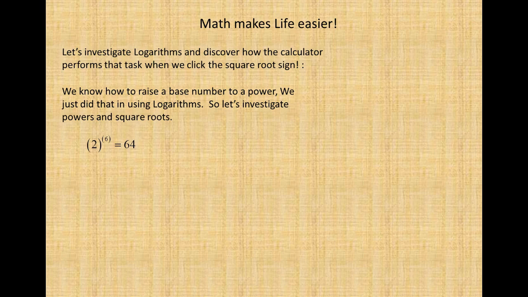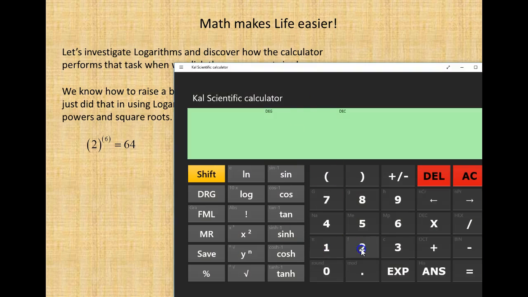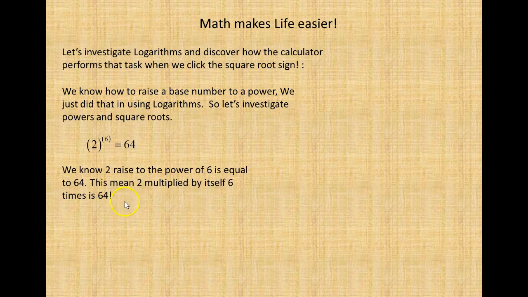As we just did, we know 2 to the power of 6 is equal to 64. If you raise that on your calculator, you should see it. So we have 2 raised to the power of 6 is equal to 64. This means 2 multiplied by itself 6 times is equal to 64.